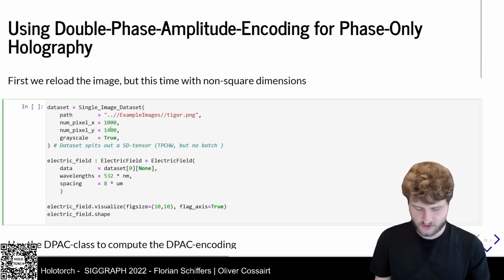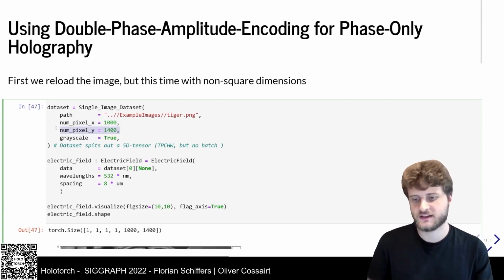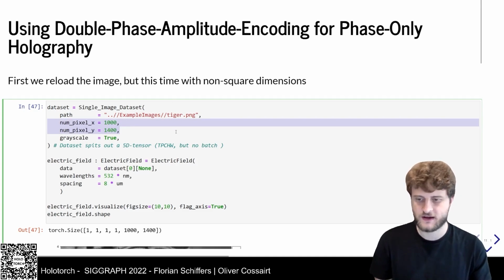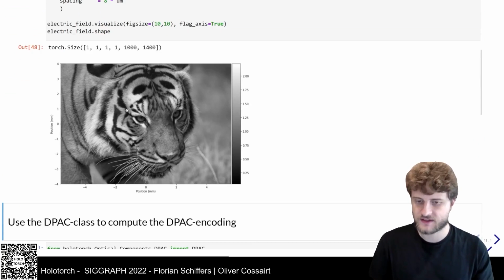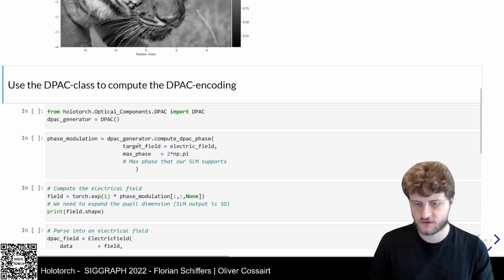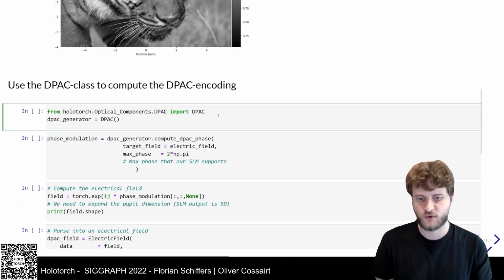So first, again, we're going to use our single image dataset to load the Tiger image. But note here that we have a different number of pixels in X and Y direction. This is going to be important later when we look at the aperture. So here again, we see the Tiger image in larger resolution, and now from our optical component module library, we're going to import DPAC.